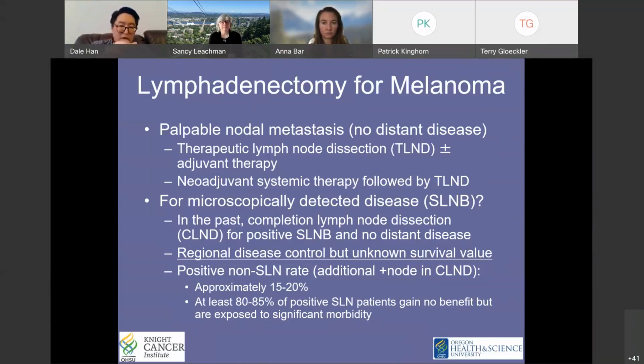What I really wanted to talk about is patients who have microscopically detected disease, meaning disease that was found on a sentinel lymph node biopsy. In the past, we used to routinely go back in and say, hey, you've had a positive sentinel node. We need to go back in and remove the rest of the lymph nodes in your basin. The reason we did that was to obtain what's called regional disease control, meaning if there were additional nodes with melanoma, we wanted to make sure we got it all out. But we ultimately didn't know if this provided a survival benefit.